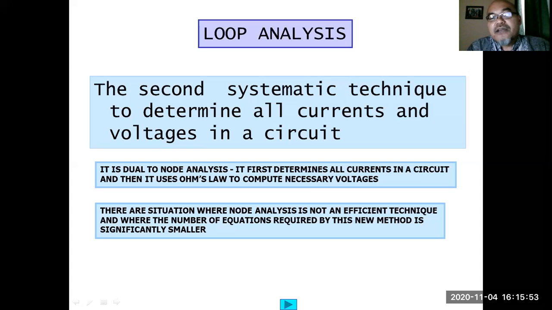There are situations where node analysis is not an efficient technique and where the number of equations required by this new method is significantly smaller. As I mentioned earlier, which one to apply in later circuit analysis depends on the situation of the circuit. The easiest will be the one where the number of required equations is fewer. The fewer the equations required to solve a circuit, the simpler the method.